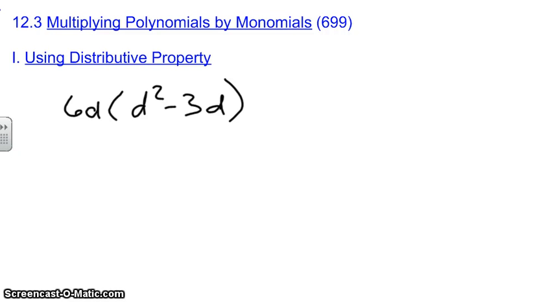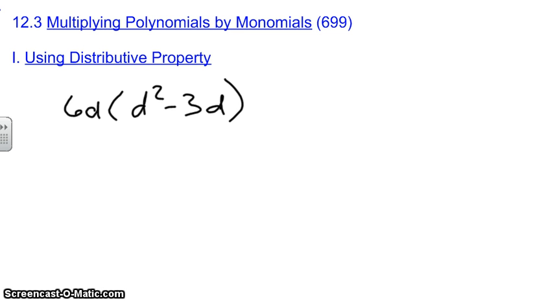Okay, so here we are in 12.3. Today we will multiply polynomials just by monomials. A polynomial with a monomial. And remember, is a monomial a polynomial? Yes, it actually is. But is every polynomial a monomial? No. If it's a monomial, how many terms are in it? Yes, say it, Brandon. One term.